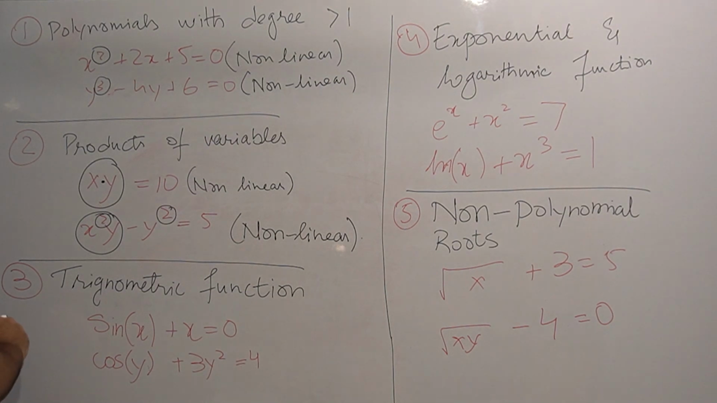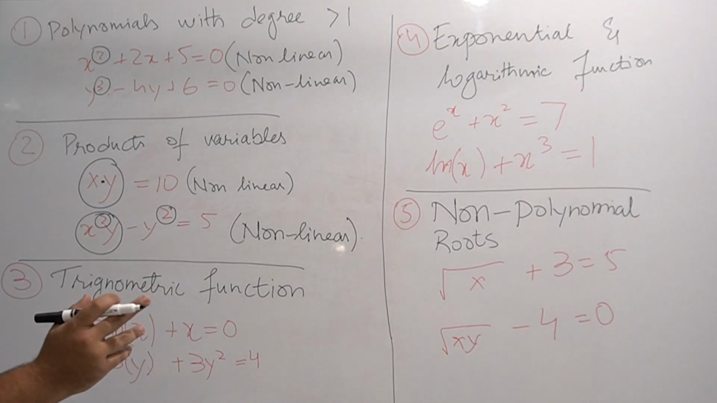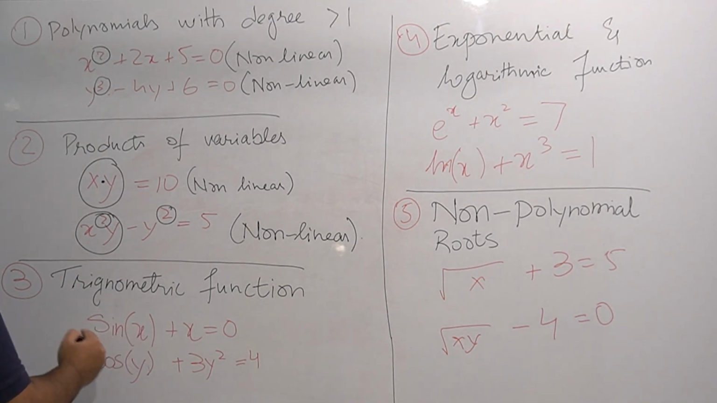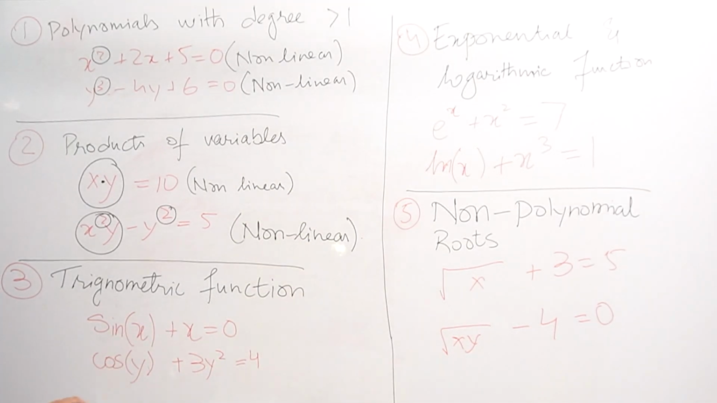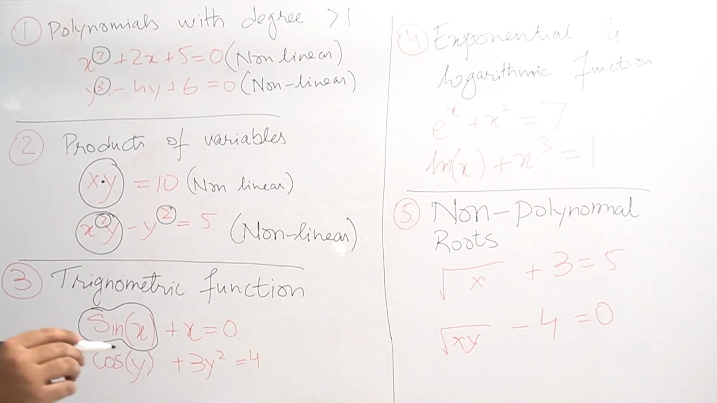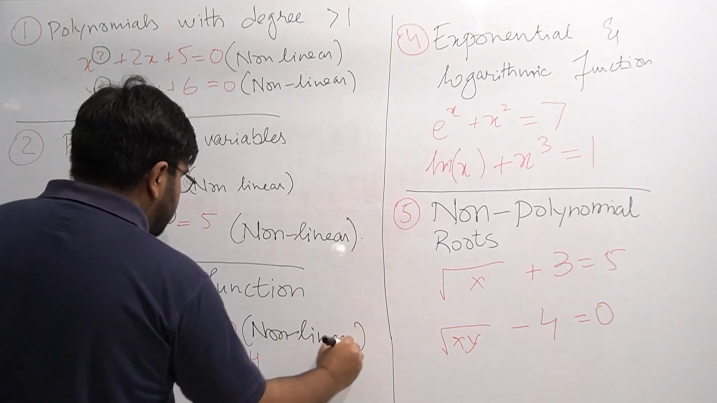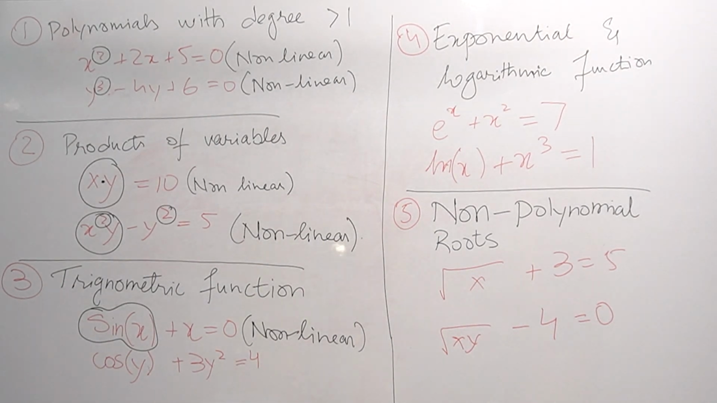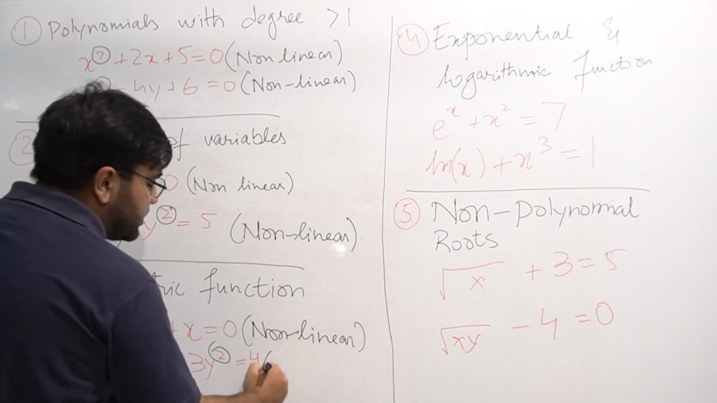Coming to the third point, which makes an equation non-linear: having a trigonometric function. For example, if the unknown x is in the form of a trig function like sine, any trig function, sine, cos, tan, cosec, renders the equation non-linear. The first example of the third point is sine x; since it's a trig function, it is non-linear. Same with the second example: the y variable not only has degree 2 but the equation also contains the trig function cos y, which makes it non-linear.